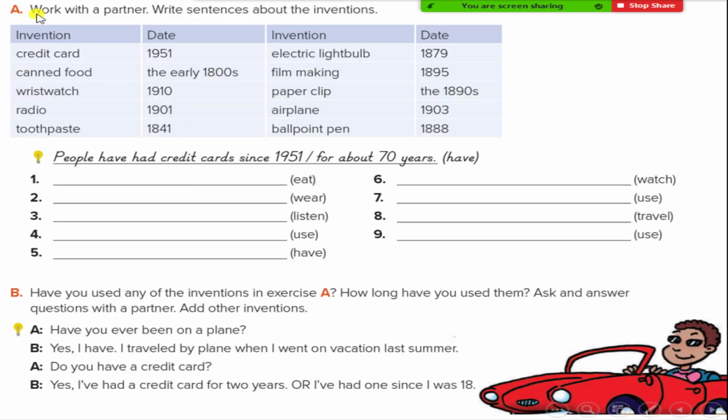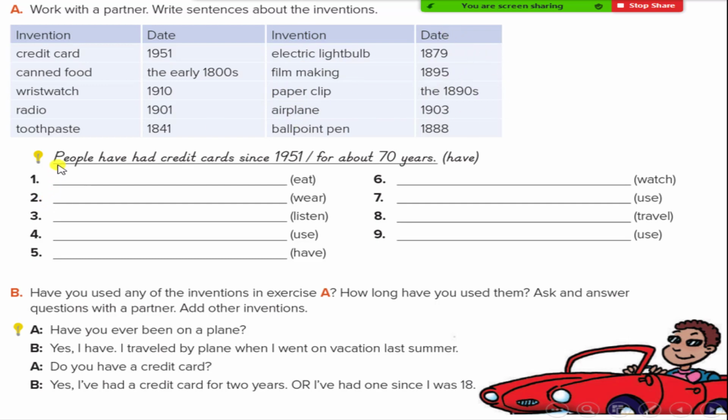Now exercise A. Work with a partner. Write sentences about the inventions. Here is the invention and the date of the invention. Okay. And another list of inventions and the date here.